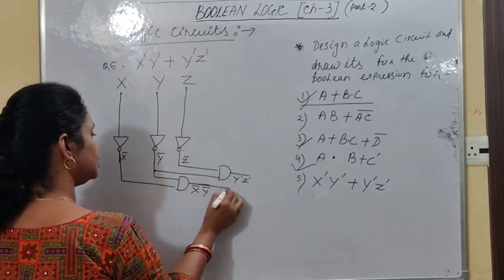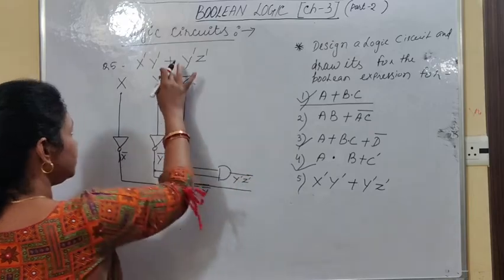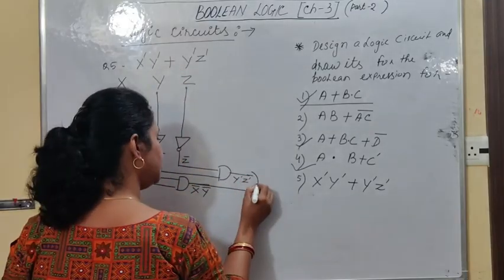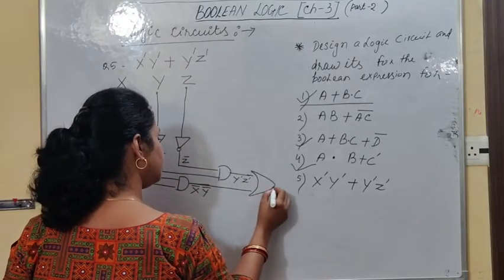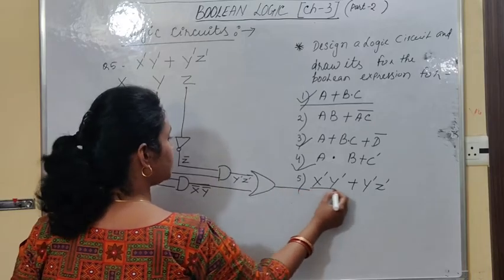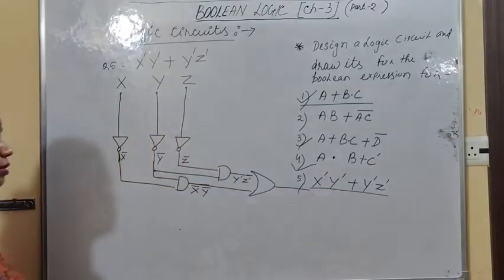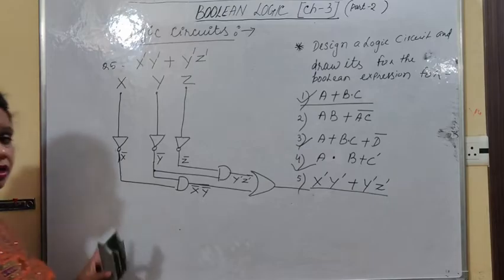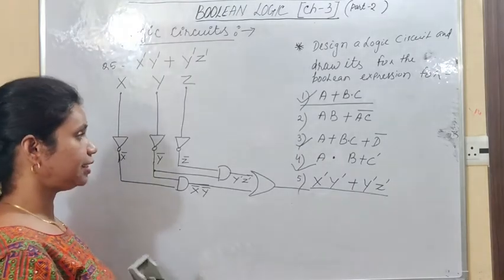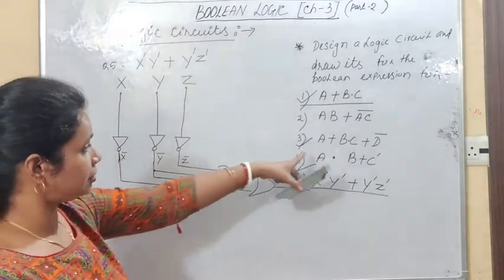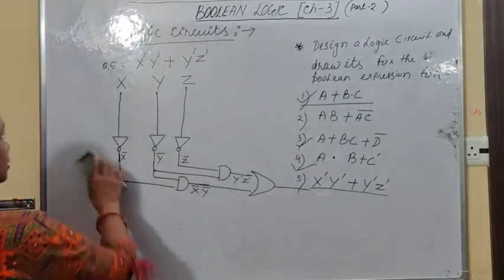Right students? Now extend these two signals and the plus operator is there. So join the sub expressions by using this OR gate. Right students? So this is the output of this particular Boolean expression. Hope all of you understood the concept. Right students? Question number 3 also. Let's discuss question number 3.